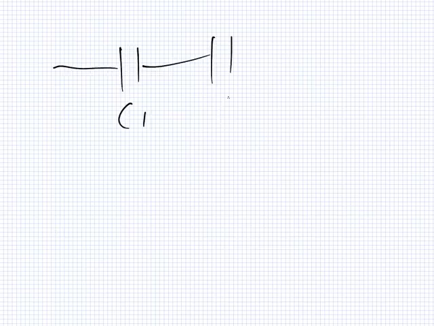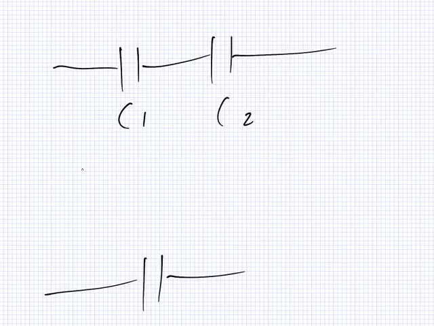So what's interesting is in series, they add together using the formula 1 over C equals 1 over C1 plus 1 over C2. This is how the capacitance combines in series. So please note this.